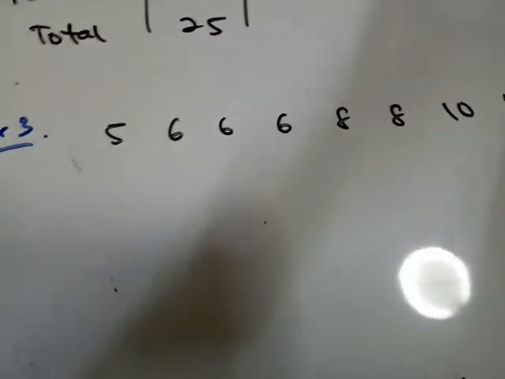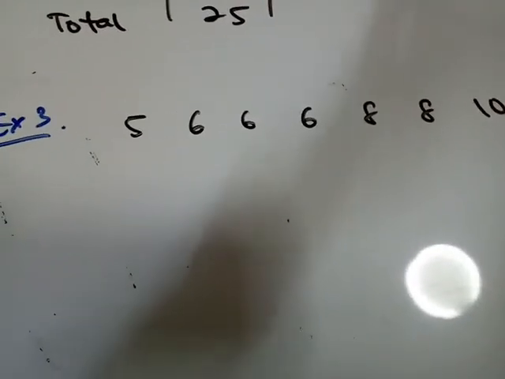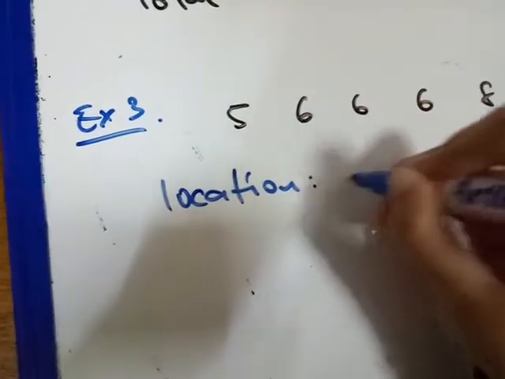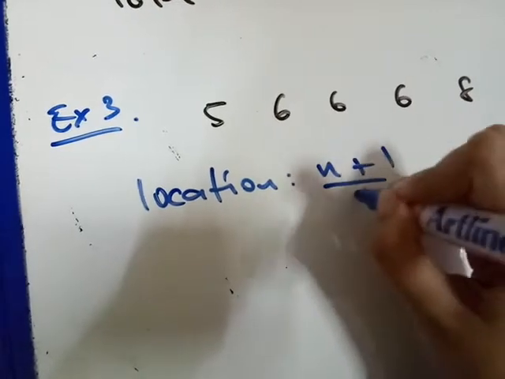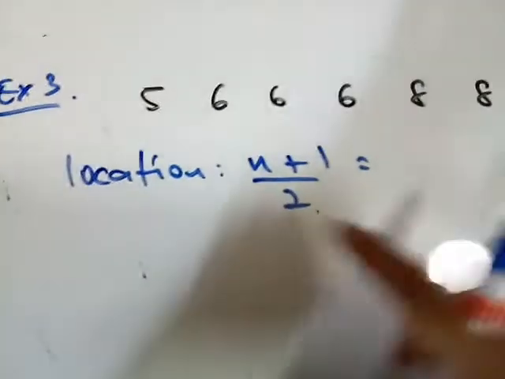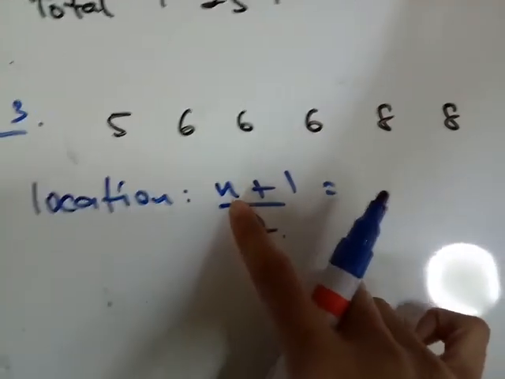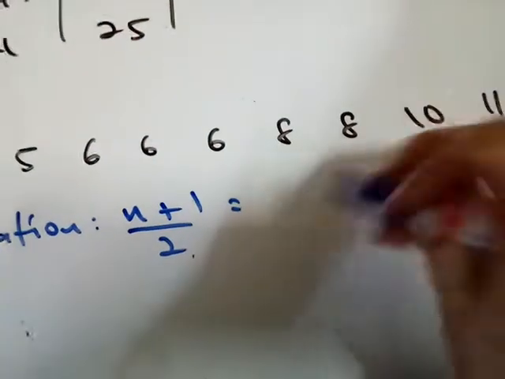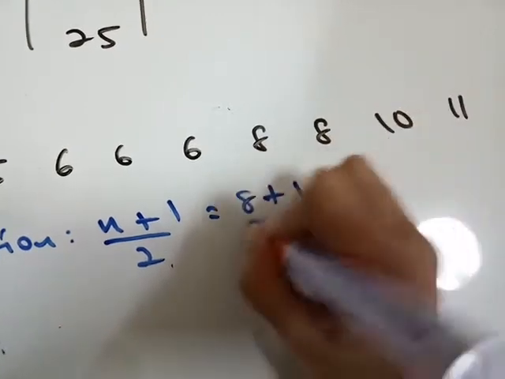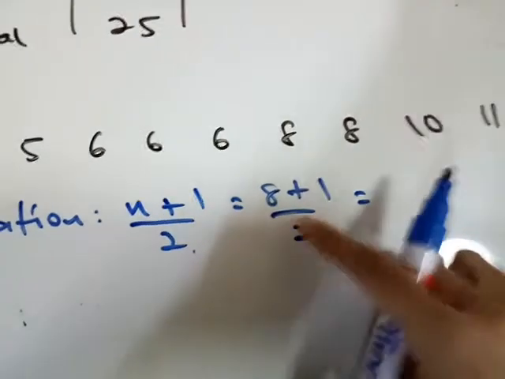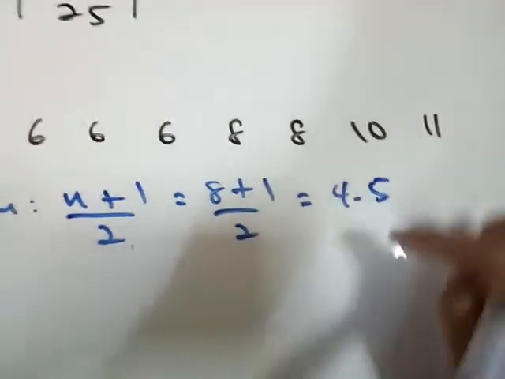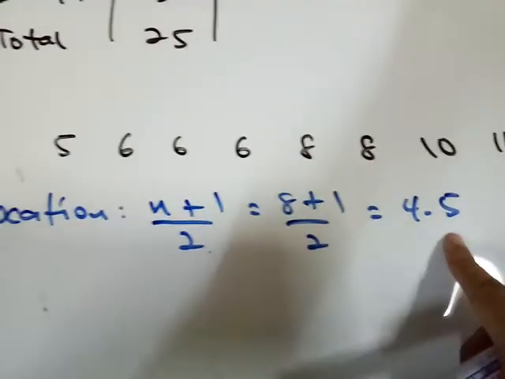Alright. And then, to calculate the median, you have to know the location. Macam mana nak cari location? Awak kena guna formula n plus 1 divide 2. So, n dia adalah the number of observations. Ada berapa? 1, 2, 3, 4, 5, 6, 7, 8. 8 plus 1 divide 2. So 8 plus 1, 9. 9 divide 2, you get 4.5. So 4.5 ni, this is location dia.